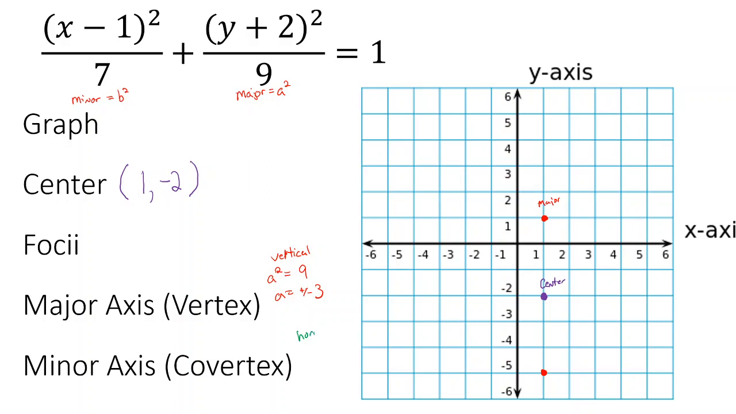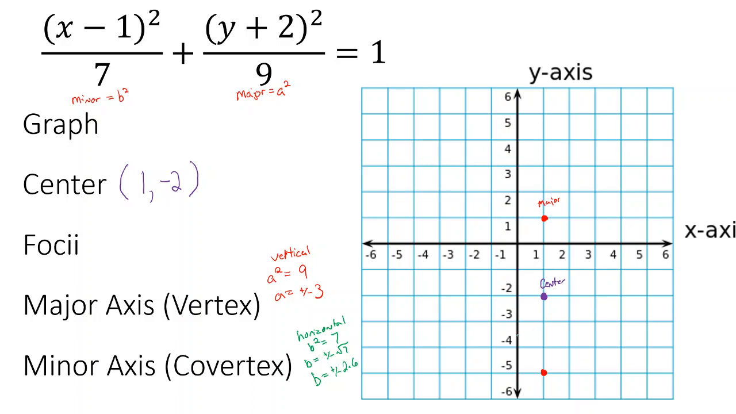It's horizontal, and it's b squared. And b squared is 7, so b equals plus or minus the square root of 7. Can't rationalize that, so I'm going to try and find an approximate value. I'm going to say the square root of 7 is approximately 2.6. Equals plus or minus 2.6.